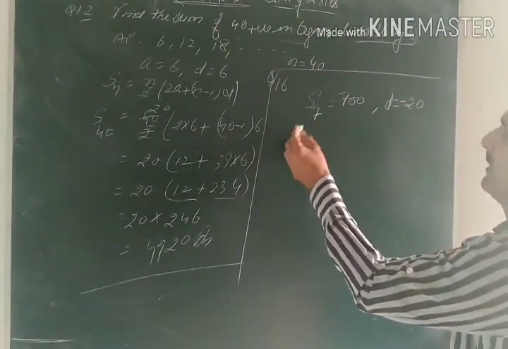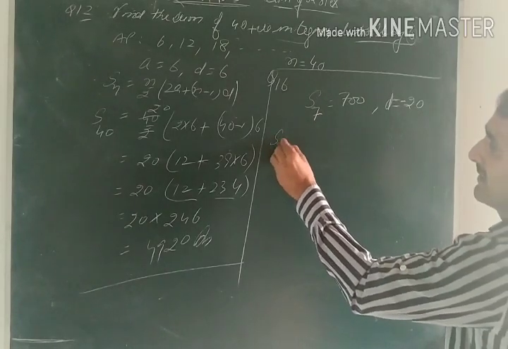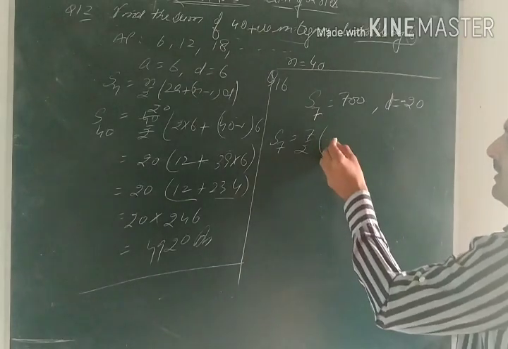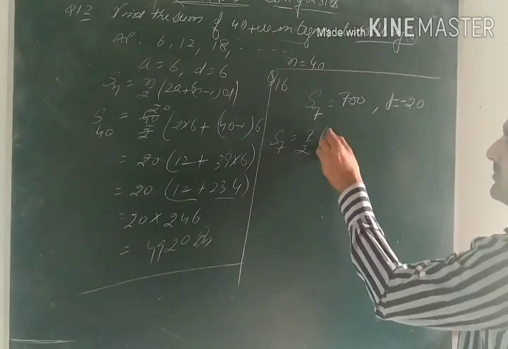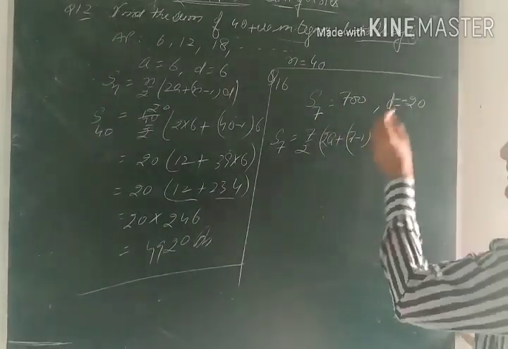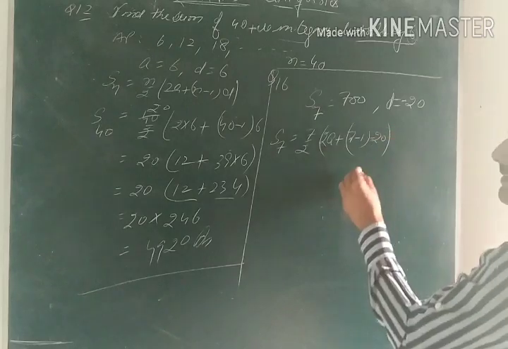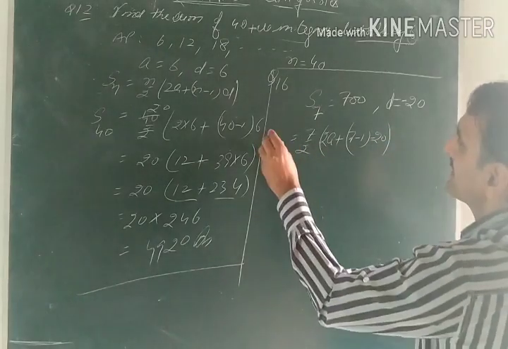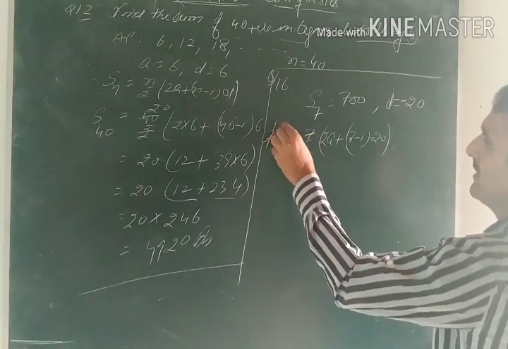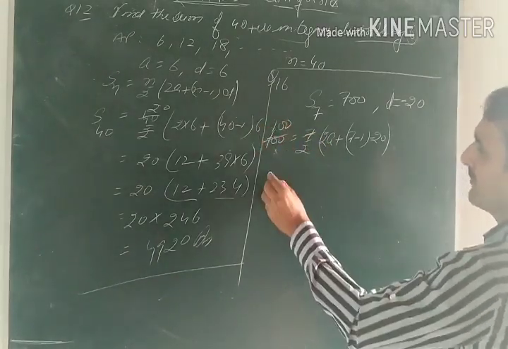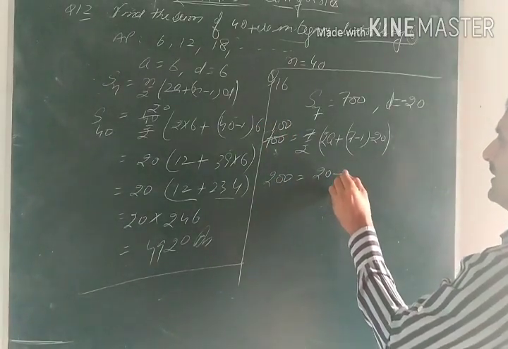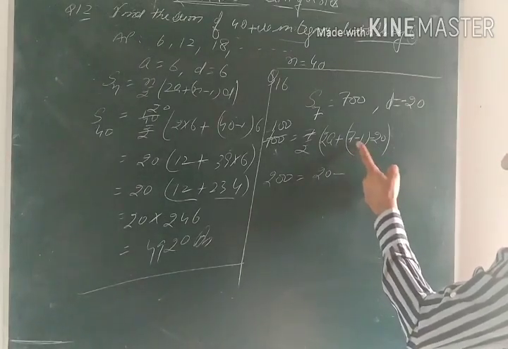We use the formula S7 equals 7 by 2 into 2a plus (7 minus 1) into d, where d is minus 20, and this is given as 700. This is cancelled by 7 because the multiple number is 100. When we cross multiply by 2, we get 200 equals 2a plus minus 6 times 20, which is 120.